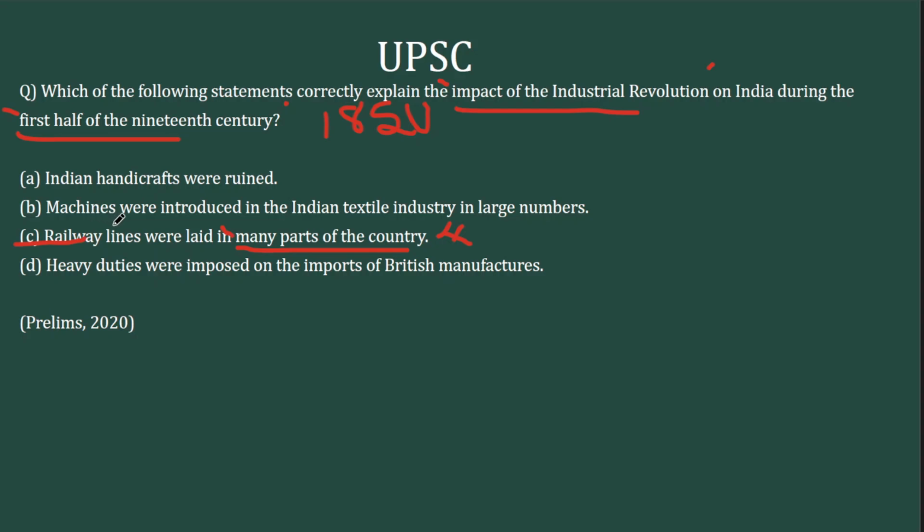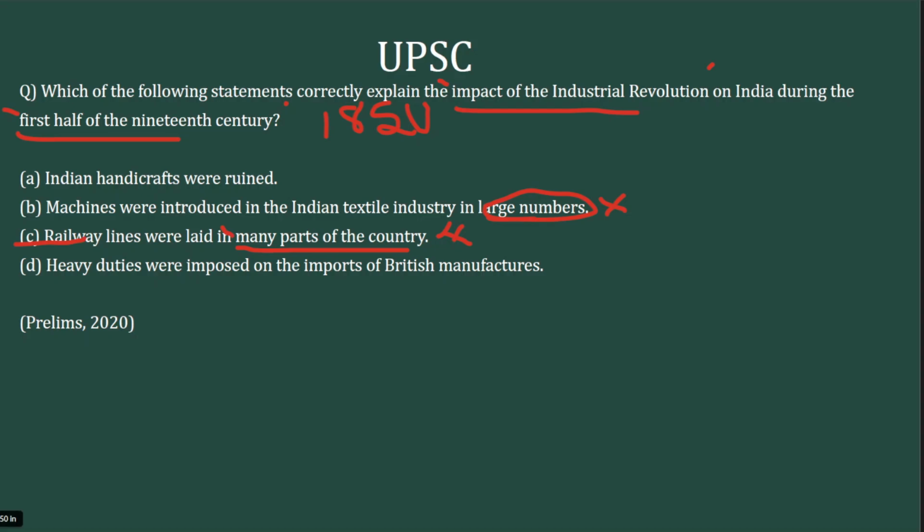Second option C, machines were introduced in the Indian textile industry in large numbers. I've already told you in the introduction, the British never wanted to develop Indian industries. Even when there can be one or two machines introduced here and there, in large numbers it didn't happen, especially in the first half of the 19th century. So this can also be eliminated. Just keep in mind that they were trying to industrialize Britain at that time and not India. So this can be wrong any which way.